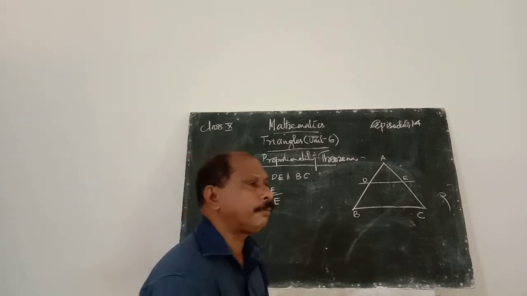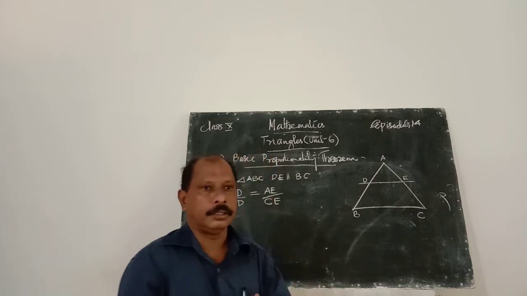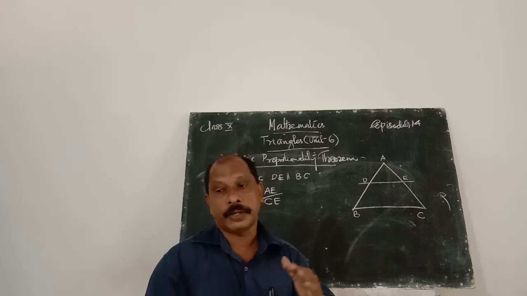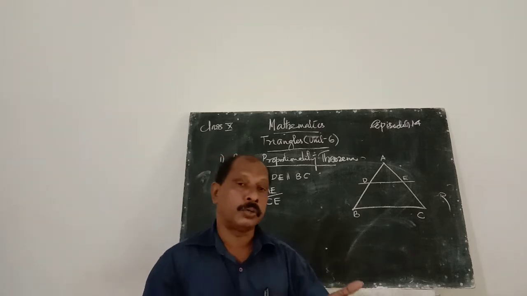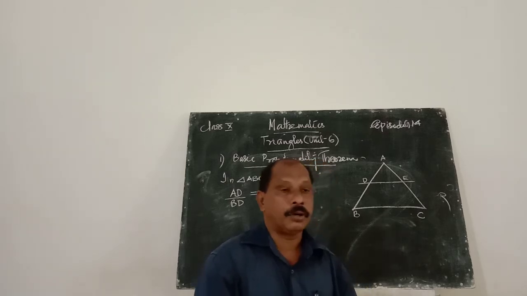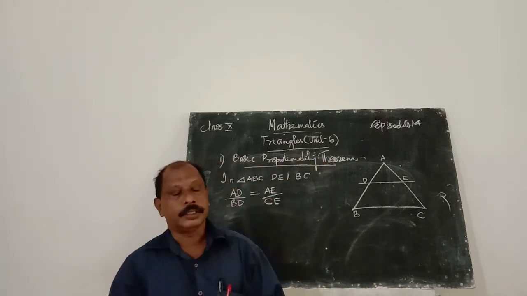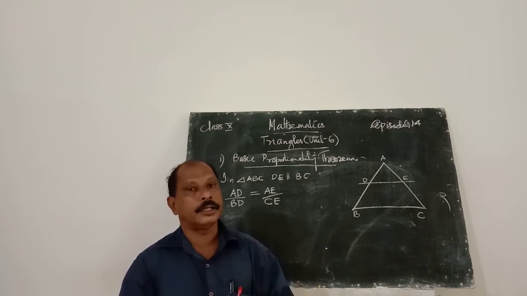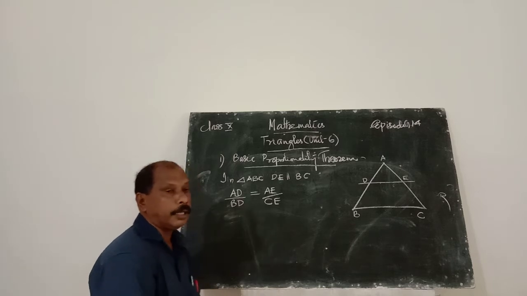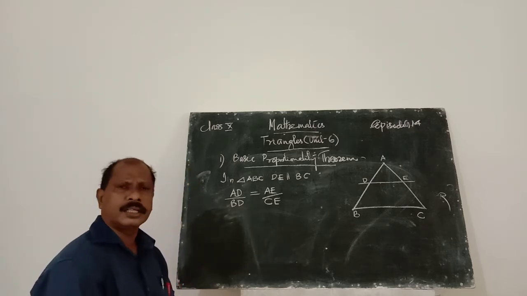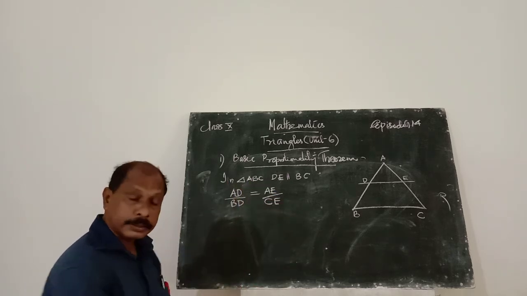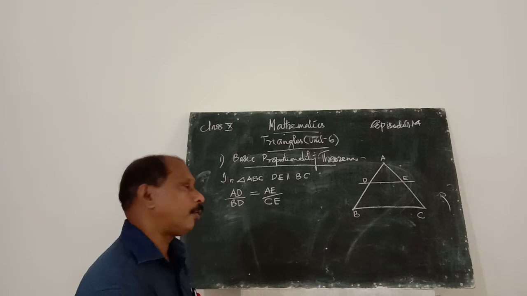Then what is the first theorem? We consider all the properties or criteria of similar triangles. The difference between similarity and congruency: if the sides are proportional and angles are equal, they are similar. If the sides are equal and angles are equal, they are congruent triangles. All congruent triangles are similar, but all similar triangles are not congruent.